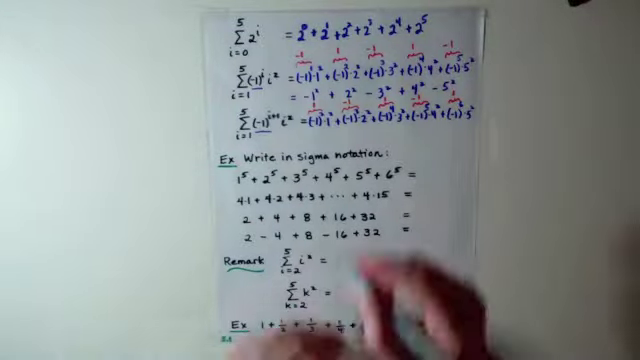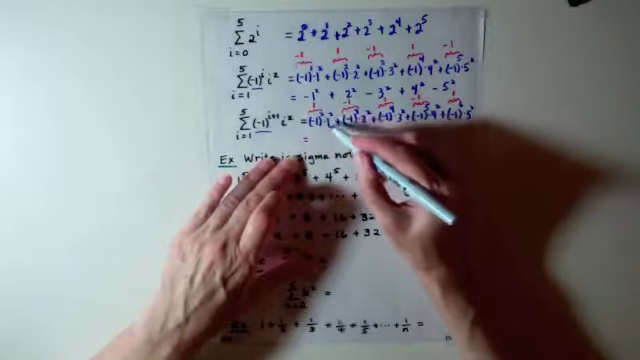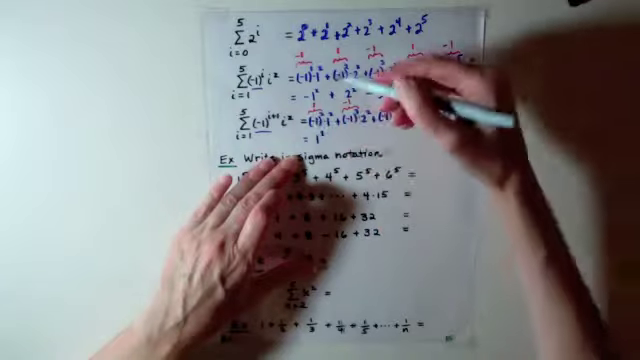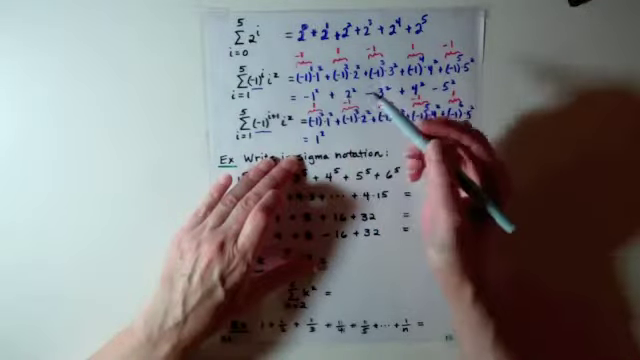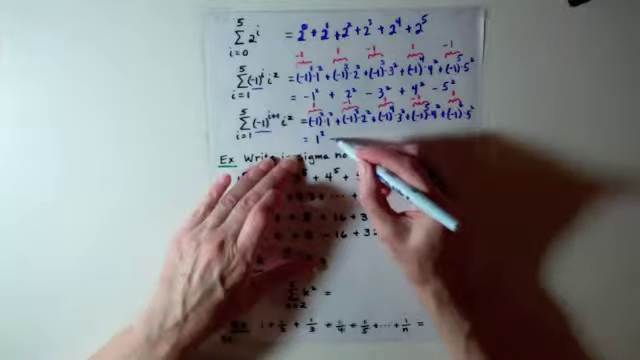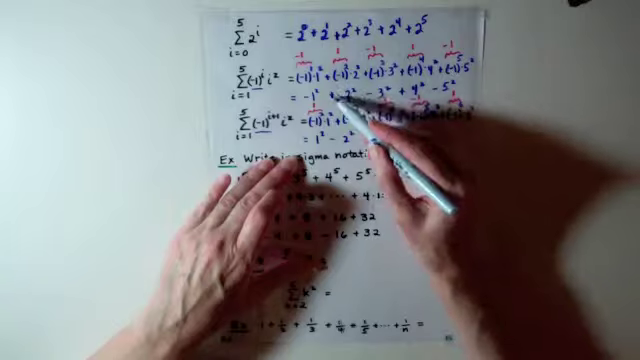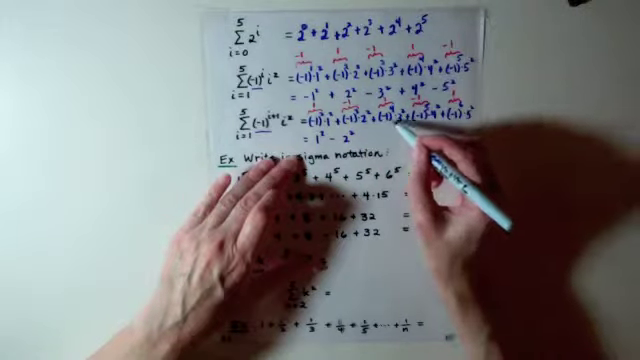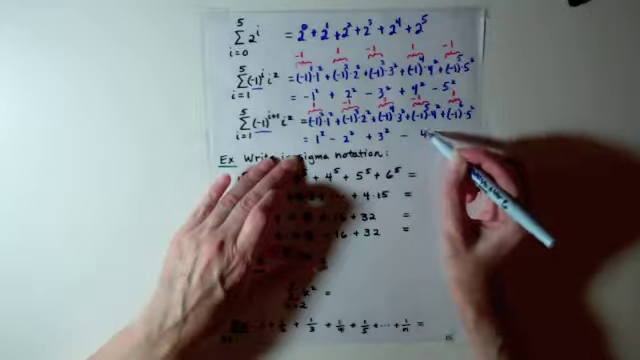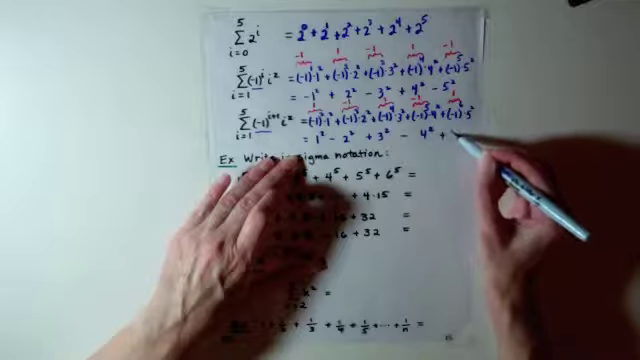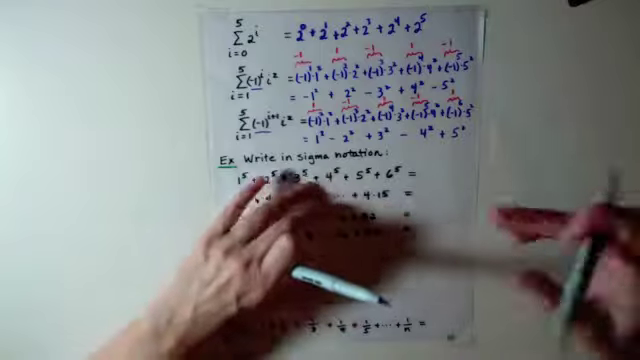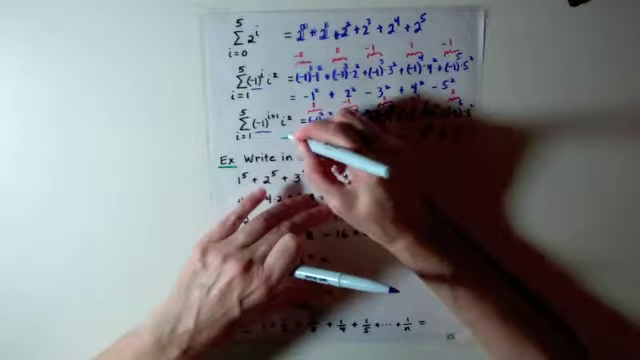So if we were to write these out, well, this would be positive 1 times 1 squared, so I start with positive 1 squared, whereas in the previous example I started with negative 1 squared. And the next term is going to be a negative 2 squared, whereas in the last example it was a positive 2 squared. The next one is going to be a positive 3 squared, and then a negative 4 squared, and then a positive 5 squared.